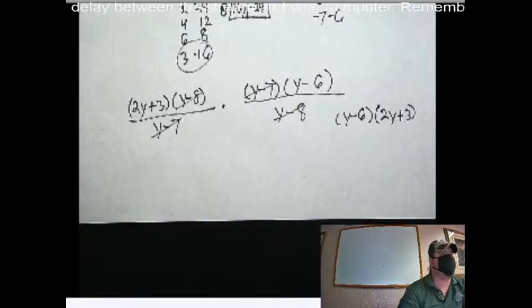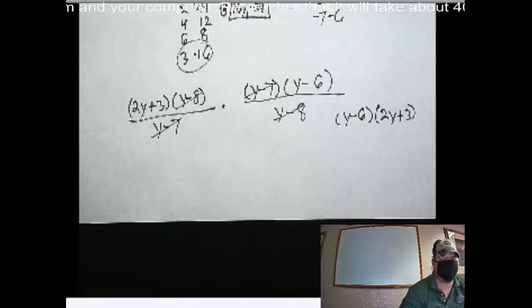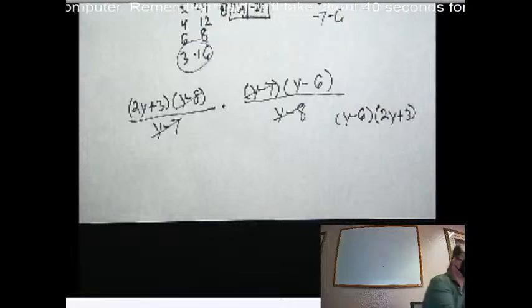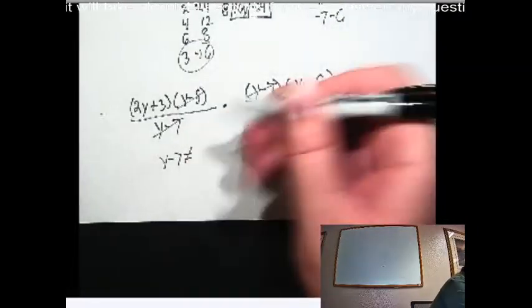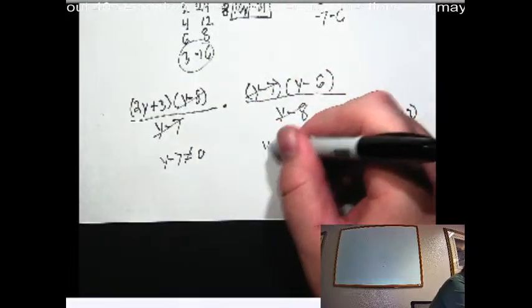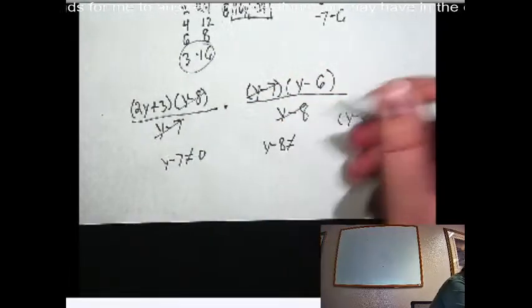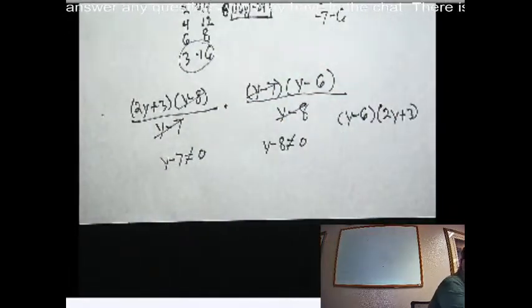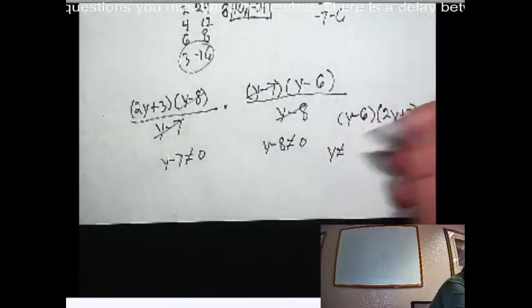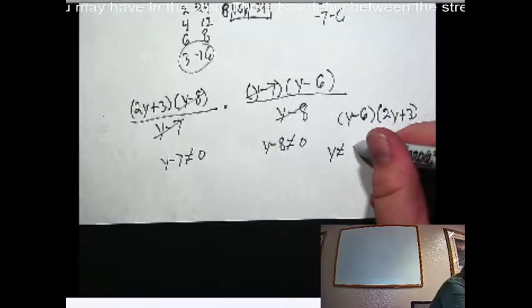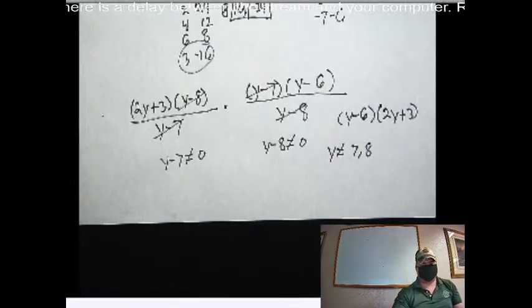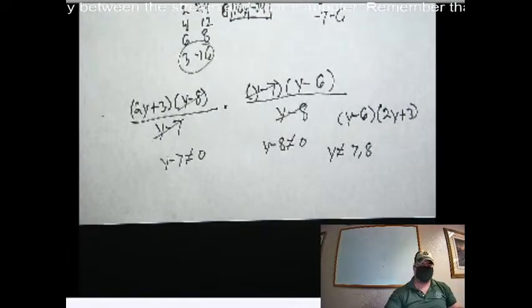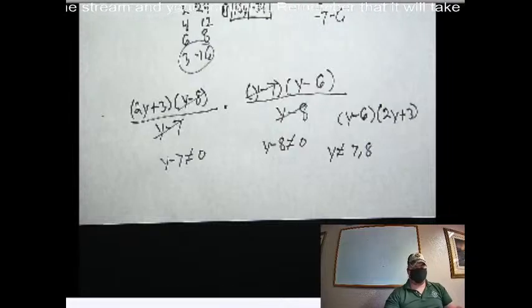But we still need our excluded values. So what am I going to look to for excluded values? So we have y minus 7 cannot be equal to 0. And y minus 8 cannot be equal to 0. So what are my two excluded values? Y cannot be equal to what? Perfect. There we go.